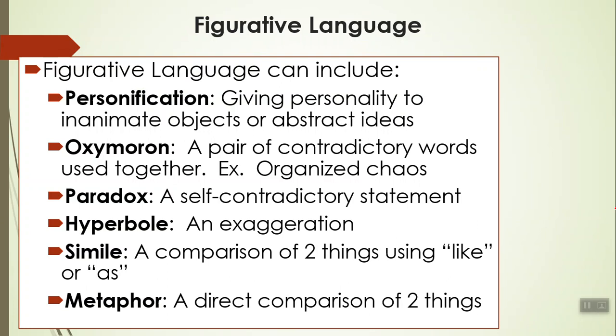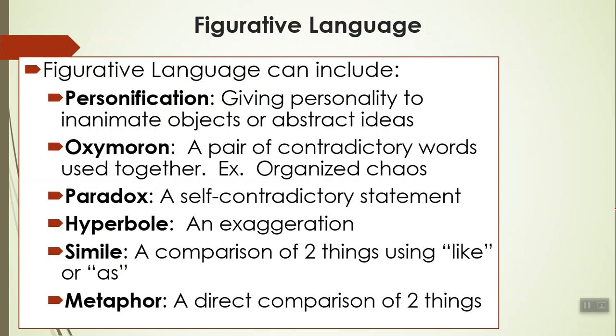So, personification is giving personality to inanimate objects or abstract ideas. This is different than anthropomorphism, where you have a talking horse, right? It's more like a horse gives you a look, kind of like how a person would look at you. Oxymoron is where we have a pair of contradictory words, organized chaos, jumbo shrimp, something like that. Paradox is a self-contradictory statement, something that cannot seem to exist. It contradicts itself. Hyperbole is exaggeration.